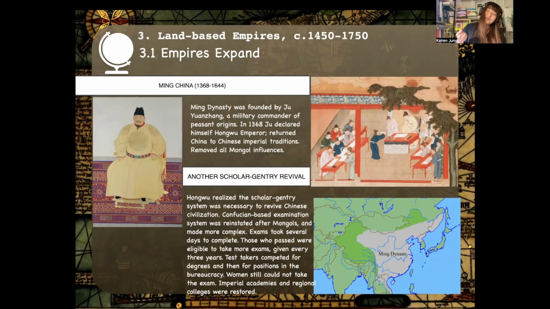The Ming Dynasty, as we saw earlier, was founded by Zhu Yuanzong, a military commander of peasant origins, and in 1368, he declared himself the Hongwu Emperor. He returned China to its Chinese imperial traditions and removed all of the Mongol influences. There was another scholar gentry revival. Remember that Yuan China, under Mongol rule, had abolished or gotten rid of the examinations, right? The scholar gentry system. For Hongwu, this was an essential part of Chinese civilization. The Confucian-based examination system was reinstated and made a lot more complex.